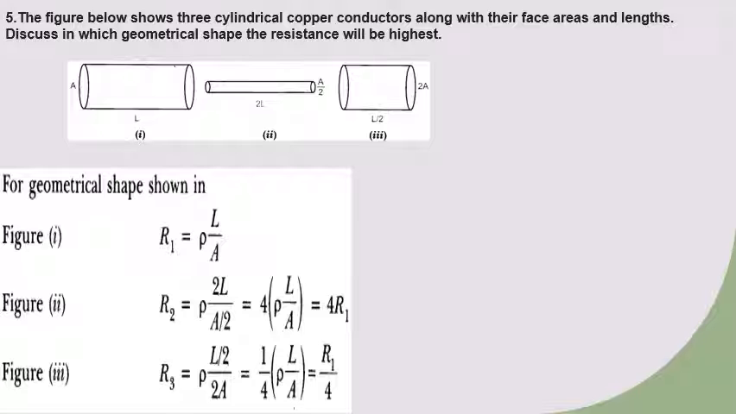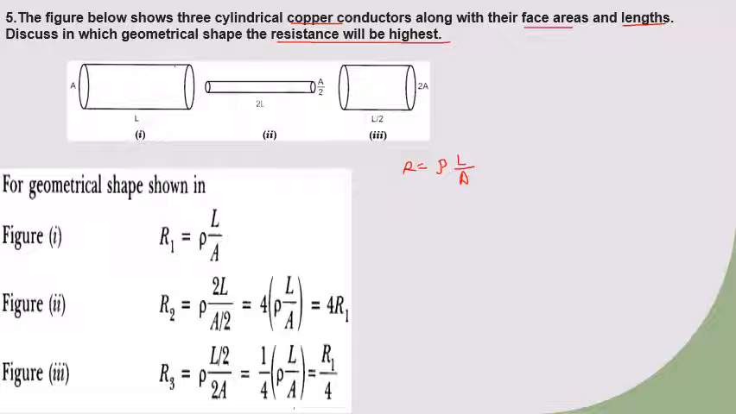The next question, the figure shown below, 3 cylinders. Now here are 3 cylinders of copper wire, so the material is the same. Copper conductors along with their face area, that is A, and the length L. Discuss in which geometrical shape the resistance will be the highest. To find the resistance, we know the formula, R is equal to rho L upon A, where L is the length and A is the area of cross section.